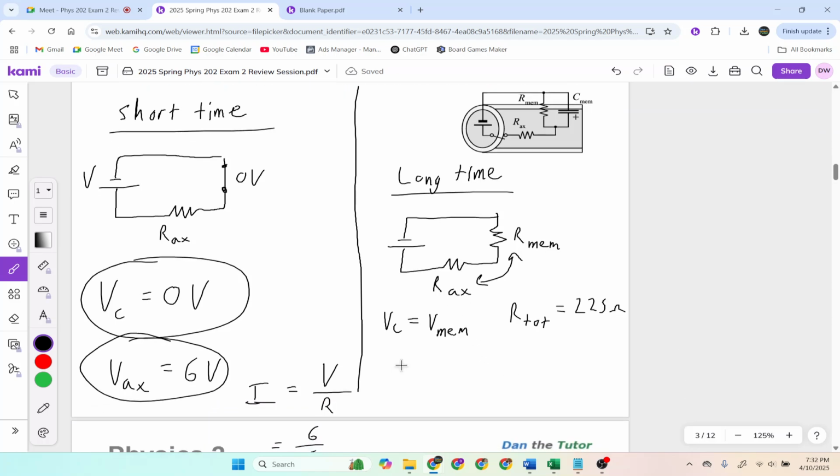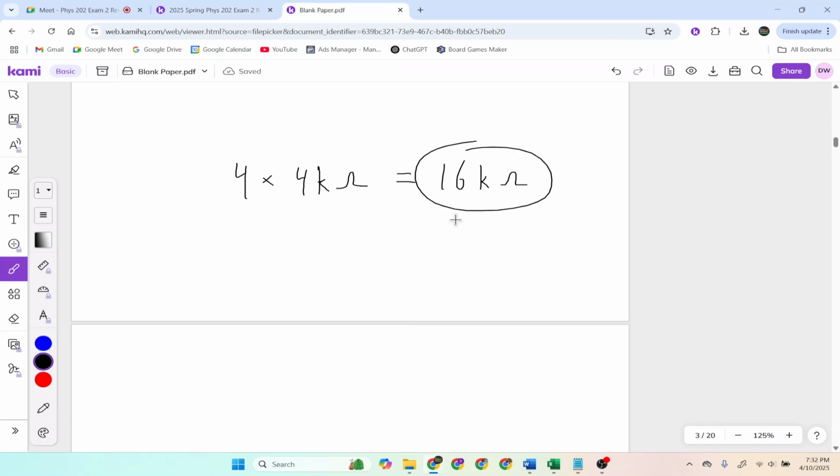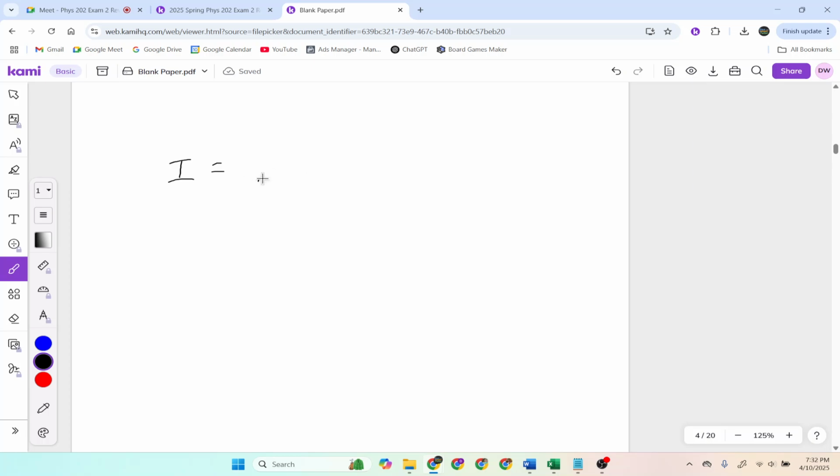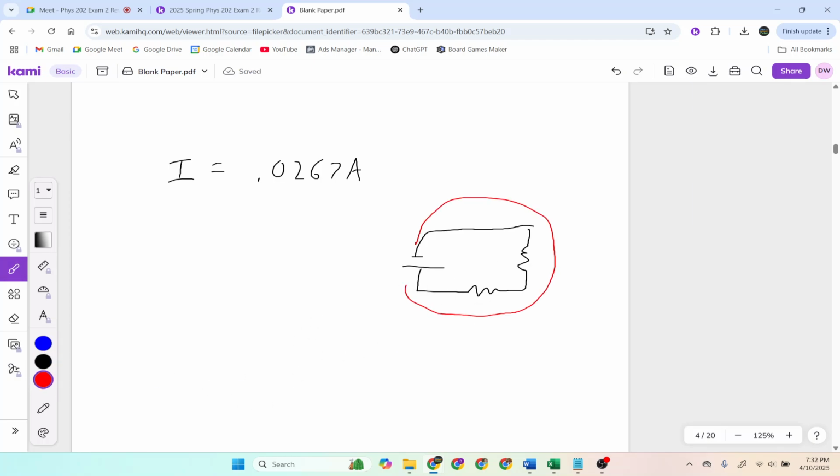And then we got to find the current. I equals voltage total over resistance total. So that's 6 over 225. And that gets me current I equals 0.0267 amps. The reason why I need the current is because, remember, this circuit is in series. In other words, the current is the same everywhere. And now I'm going to use Ohm's law again to find the individual voltages.